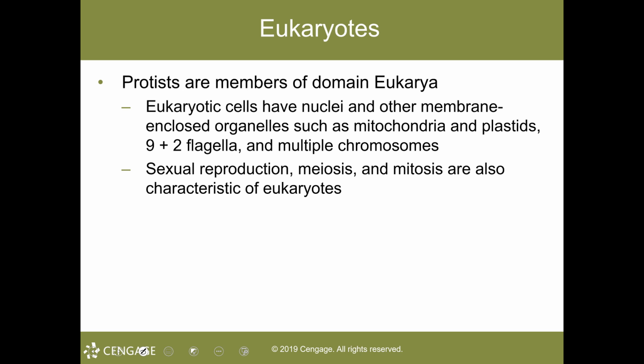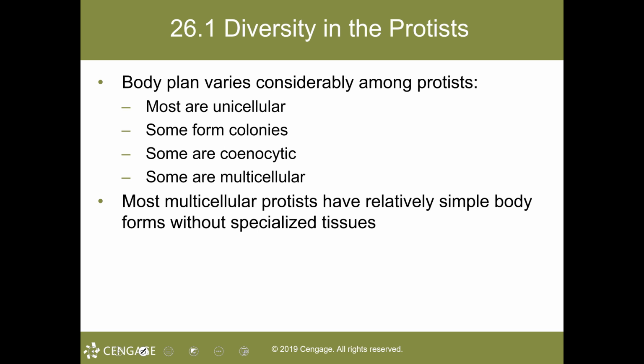So eukaryotes. I've gotten to what makes a eukaryote. Let's get to diversity in the protists. So the body plan is quite diverse. Some are unicellular, some colonial. Some are coenocytic, and some are multicellular. So with that, most are multicellular protists with, of course, no specialized tissues.